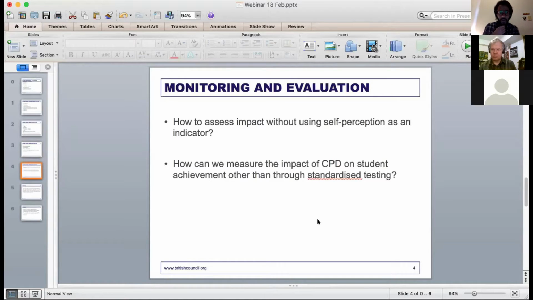And the second question is, can we measure, or how can we measure, the impact of CPD on student achievement other than through standardized testing? Maybe our participants today have some experience with other instruments we can use to measure the impact of CPD that can give us evidence of its success or effectiveness.